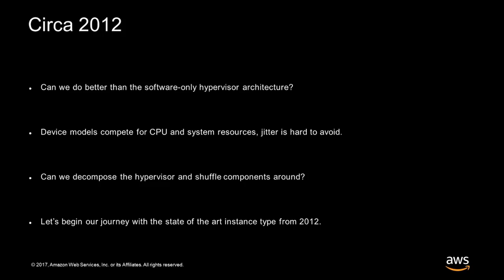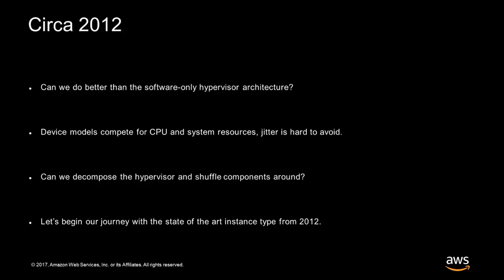Another observation is that these software device models, because they're 100% implemented in software, compete for CPU and system resources with the actual instances that are running alongside them. This makes it very hard to deliver really good performance, but also to avoid jitter and performance variability. So really what we asked ourselves is, could we take a step back and could we decompose, could we deconstruct the hypervisor, move components around, and end up with something that was fundamentally better for customers as a result?